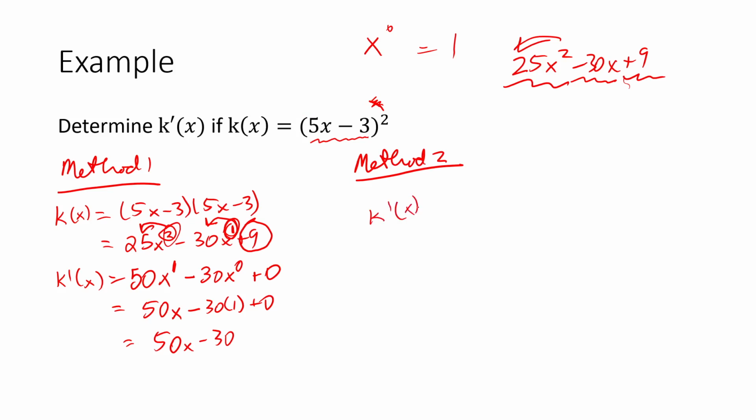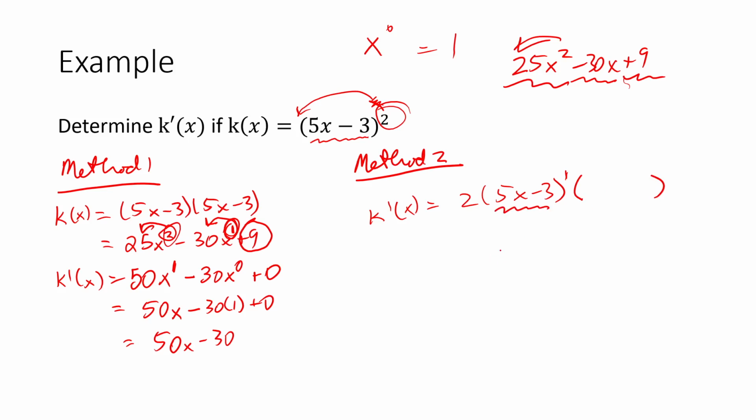So k prime of x is going to be 2 times 5x minus 3 to the exponent 1, because I subtracted 1 from that exponent. But now, because it wasn't x to the 2, it was function to the 2, 5x minus 3 to the 2. Because it was function to the 2, I now have to multiply by the derivative of that function.